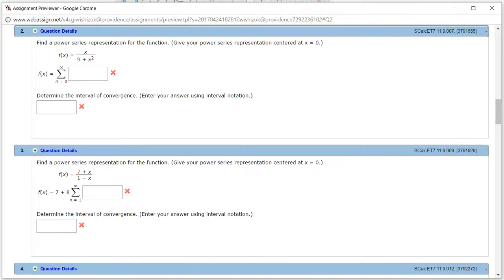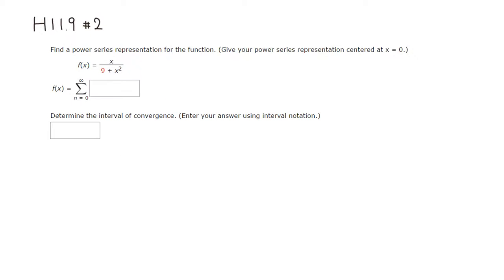Alright, let's look at homework 11.9, problem number 2. We want to find a power series representation for this given function. So let's do that. We just have to rewrite a little bit.